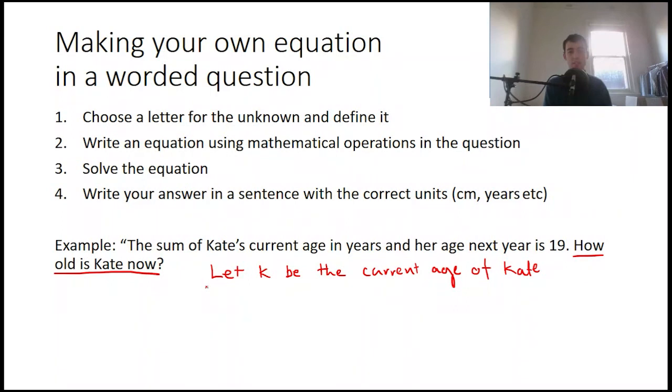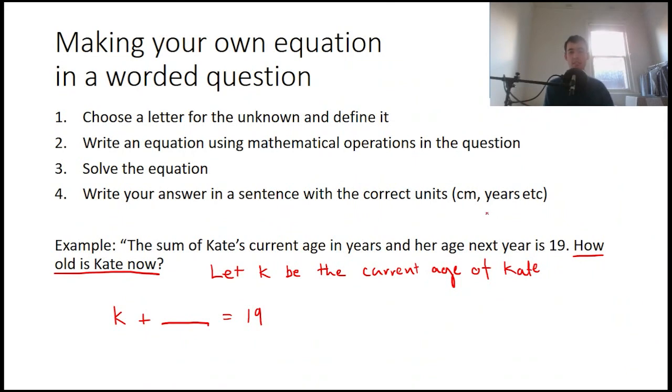Okay, now, how do we do this? So, second one, write an equation using mathematical operations in the question. So K, it says the sum of Kate's current age, which is K. So we'll do K plus her age next year. Well, I'll come back to that in a second. Is 19. So this is what it's saying, the sum of Kate's current age and her age next year, which is K plus this, equals 19.